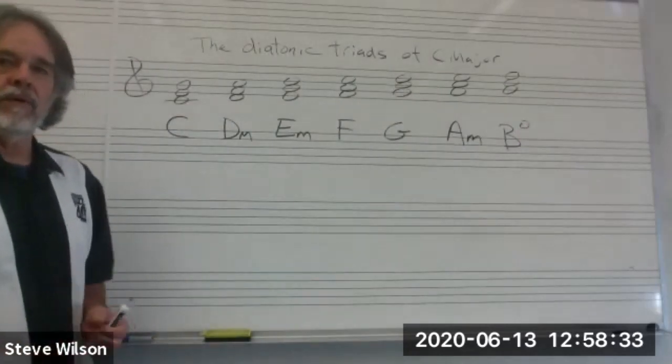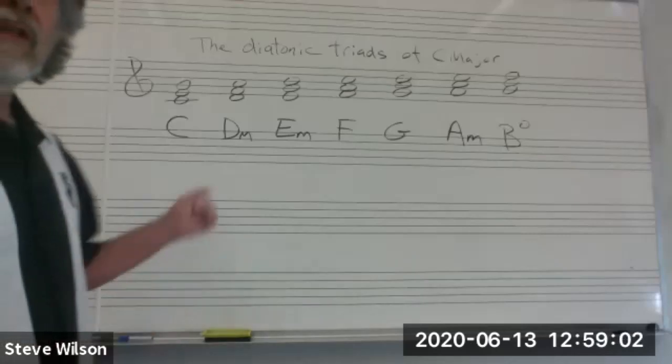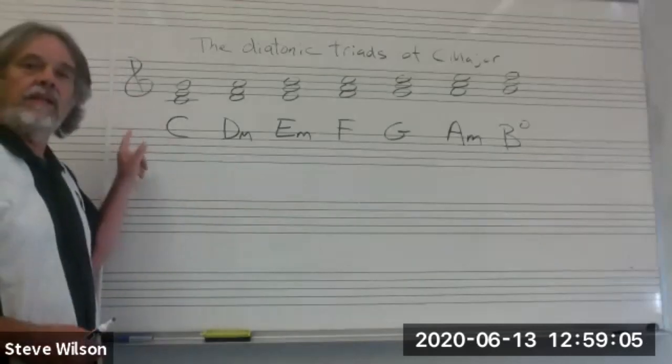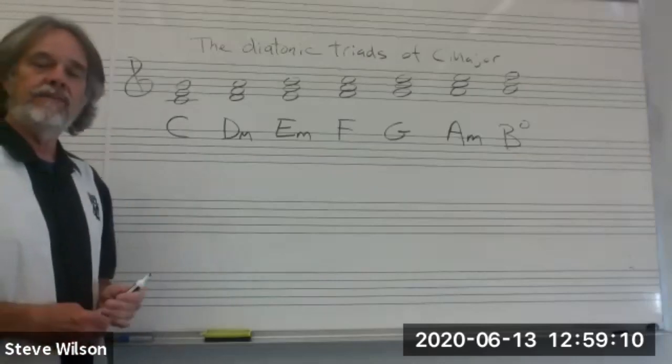Let me play them again for you. C major, D minor, E minor, F major, G major, A minor, and then B diminished. Okay, and so these are the only triads you can create using the key signature of C major, which is no flats and sharps. Again, the diatonic triads of C major.